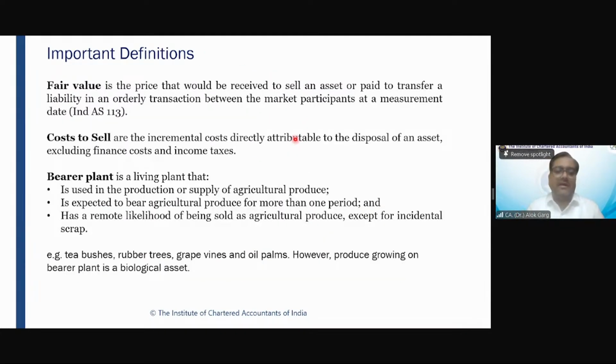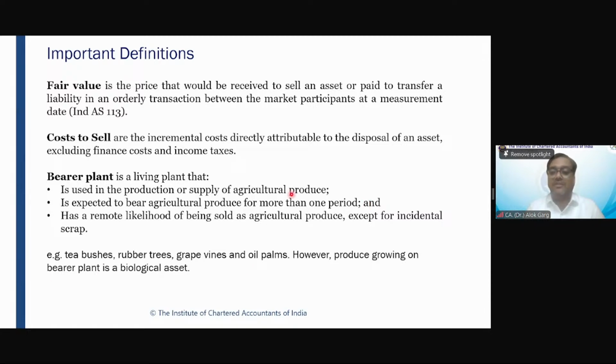Fair value, the definition is given under Ind AS 113, more like a market value. Cost to sell is an incremental cost which is directly attributable to the disposal of an asset. If you are selling agriculture produce or a biological asset, what would be the cost incurred, excluding finance cost and income taxes? A bearer plant is a plant which provides goods or outcome for more than 1 year, like tea bushes, rubber trees, grapevines, oil palms, etc. However, the agriculture produce growing on a bearer plant is a biological asset.